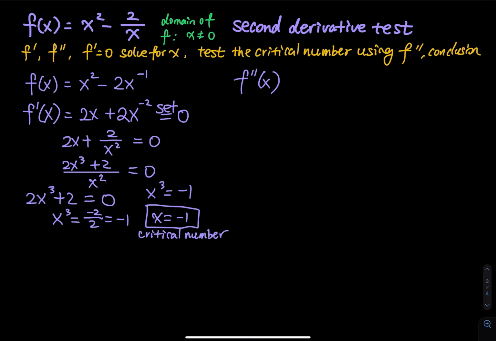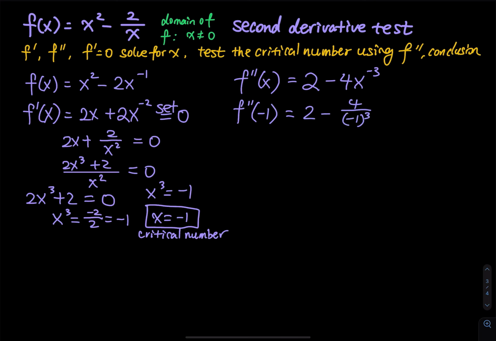So the derivative of 2x is equal to 2. You bring the negative 2 down, so you have a negative 4, and then x to the negative 3. All right, and then what happens when x is equal to negative 1, double prime? When x is equal to negative 1, 2 minus 4 times negative 1 raised to the third power. So you still have a negative in the denominator, but the negative and the minus becomes a positive. So you have 2 plus 4 divided by 1, that is equal to 6.